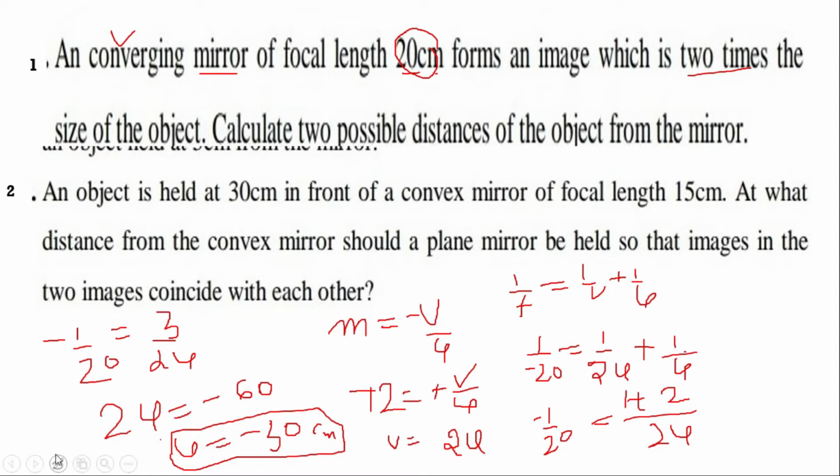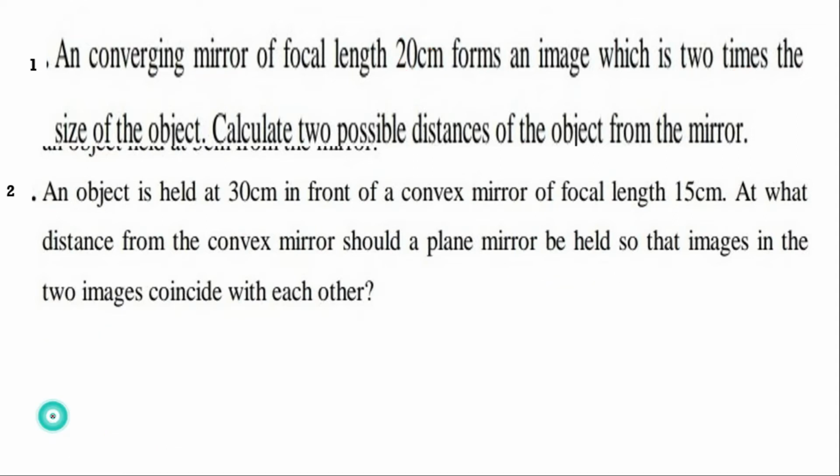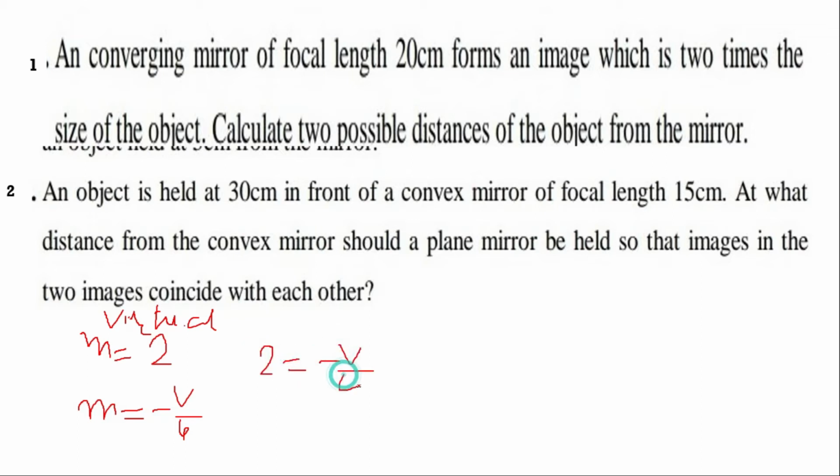Now similarly, the second part of the question: when you take m equals plus 2 for a virtual image, please write virtual image. Here I will write it in short, virtual image. Okay, so m equals, again we will apply the formula m equals minus v upon u. The value of m is 2, the value of v we don't know, and again the value of u we also don't know. So what will come this time? v equals minus 2u.